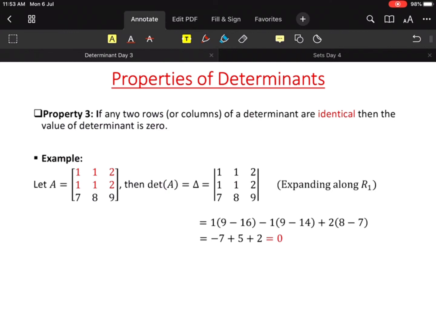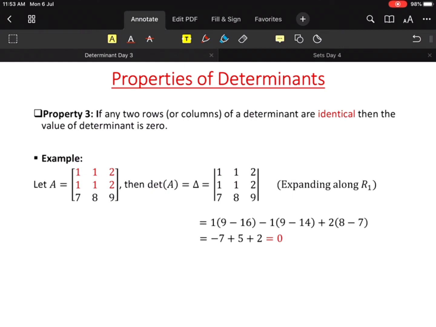If I see any two rows of a determinant are identical, then the value of the determinant is 0. Suppose I don't know this property. If I see a determinant whose two rows are identical, I will try to find out the determinant. But by using this property, we can directly write the answer as 0. Now here, this is the determinant 1 1 2, 1 1 2, 7 8 9. If we don't know the property, we will expand. If we know the property, we will directly write 0. So let us check whether it's true or not.